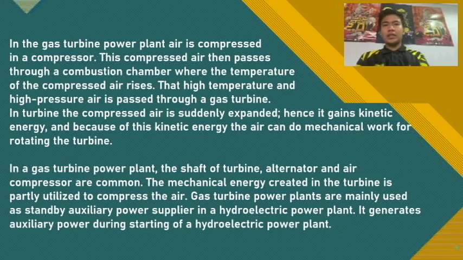The mechanical energy created in the turbine is partially utilized to compress the air. Gas turbine power plants are mainly used as standby auxiliary power suppliers in hydroelectric power plants. They generate auxiliary power during the starting of a hydroelectric power plant.